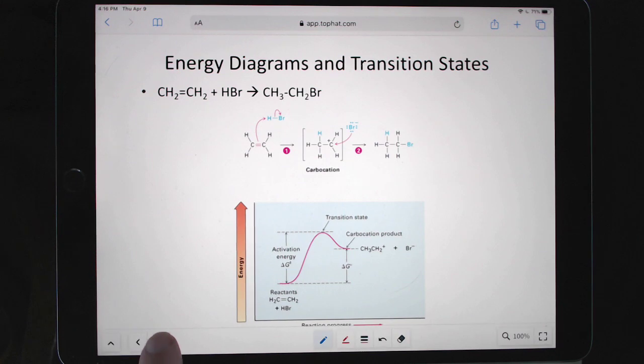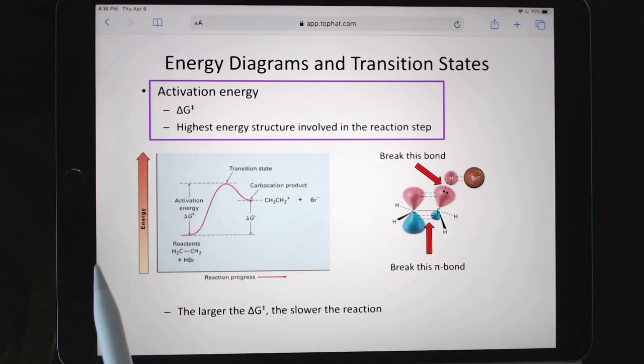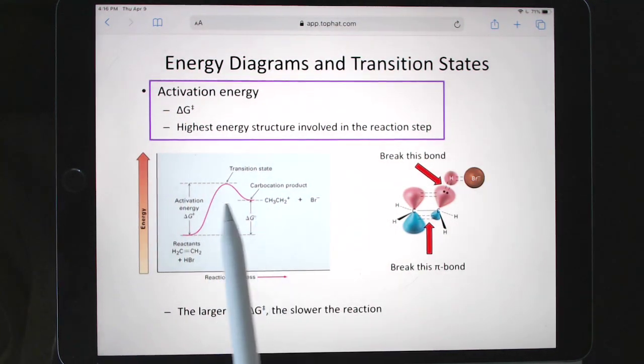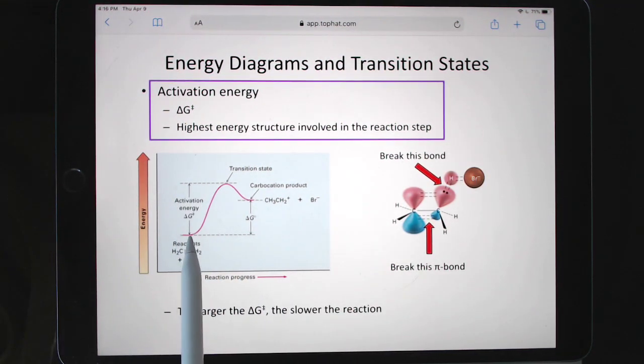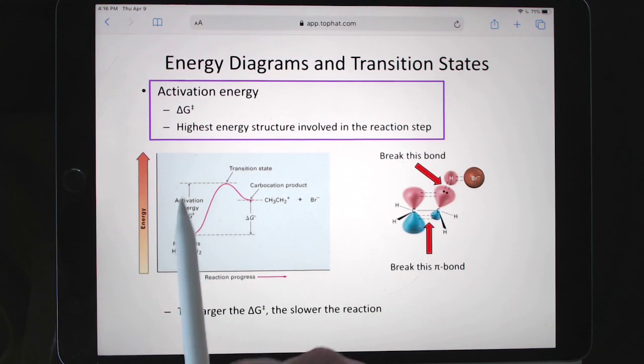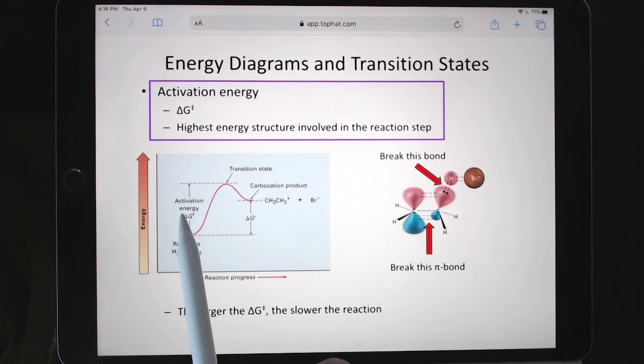So you're going to want to know the different parts of an energy diagram. To know that, the activation energy is from where the reactants start to the highest transition state, to the highest hill. That energy gap is the activation energy.